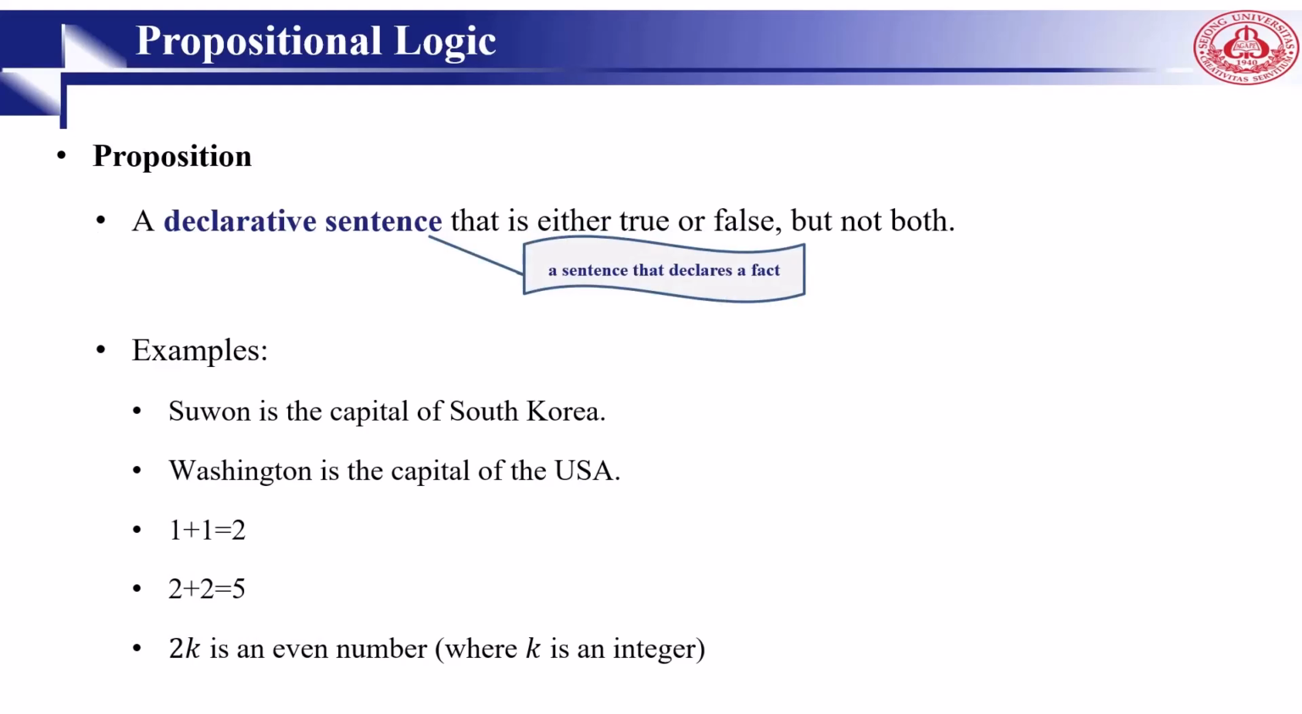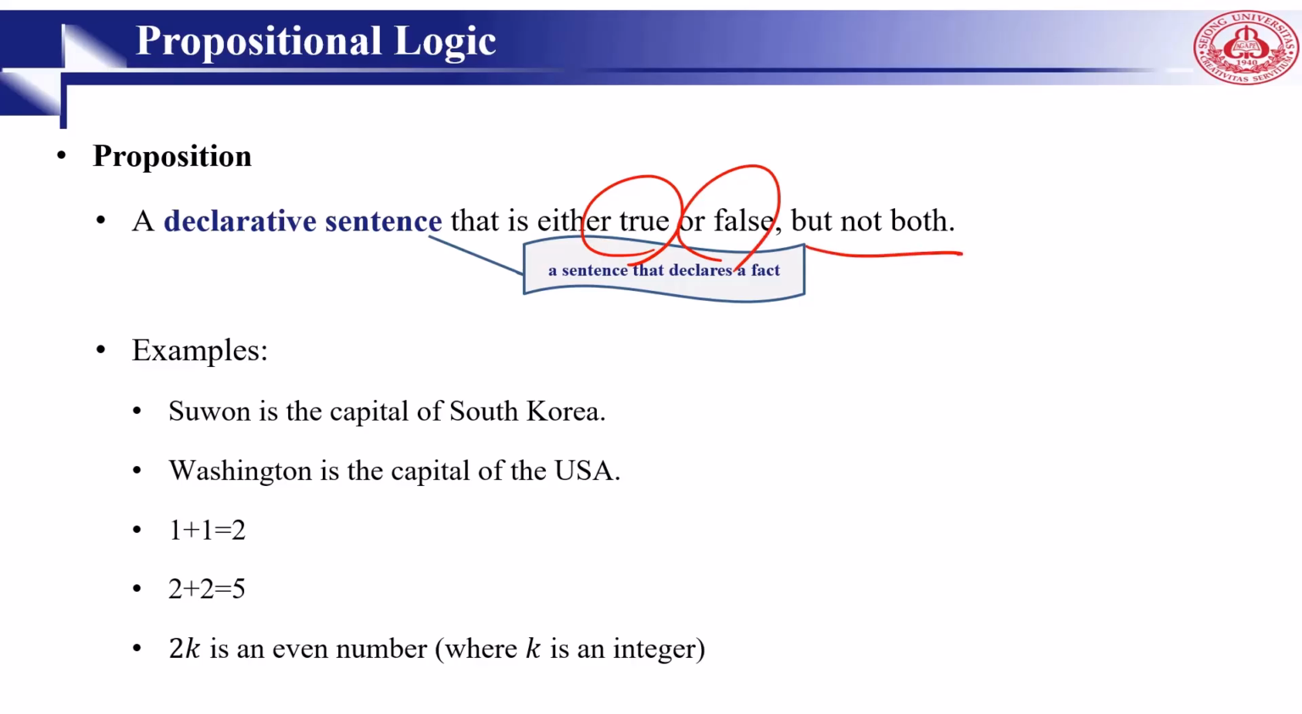Here, we see the definition of a proposition. A proposition can be defined as a declarative sentence, a sentence that declares a fact, and it has only two statuses, true or false, not both of them, not something else.